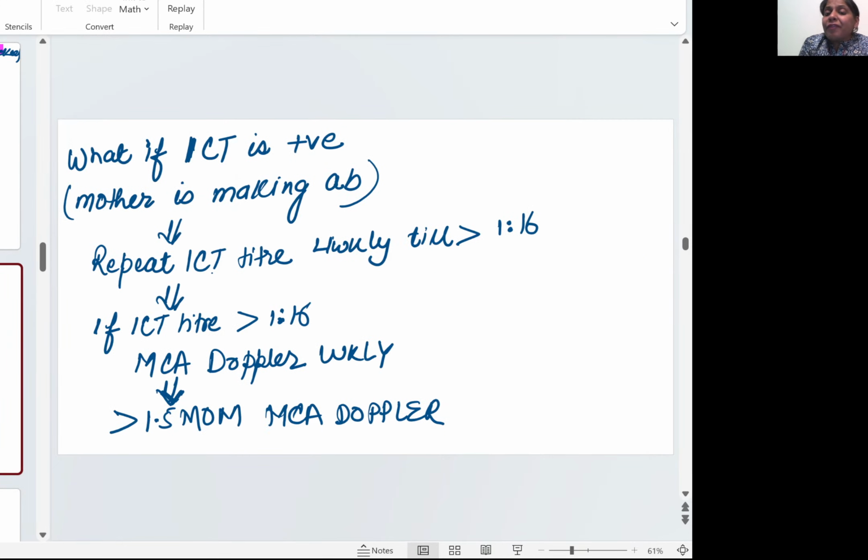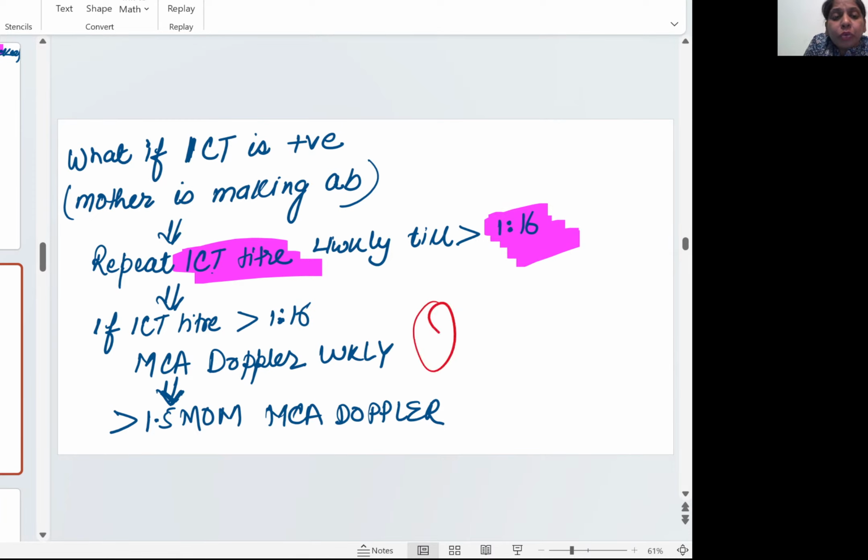What if the ICT is positive? It means that the mother is making antibodies. What if the ICT becomes positive at 28 weeks? It means the mother has started making antibodies. So now we have to do the titers. We will do the titers 4 weekly. Once the titers are more than 1:16, then which test will we get?